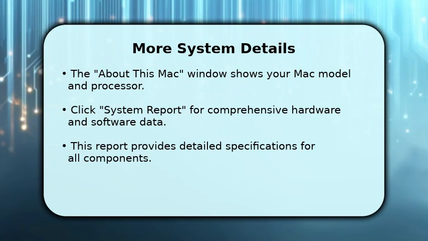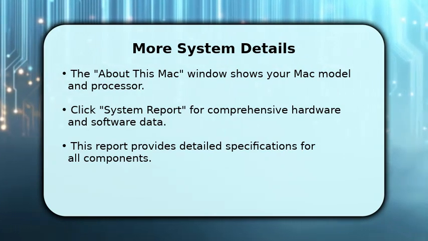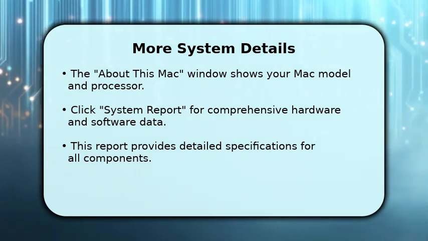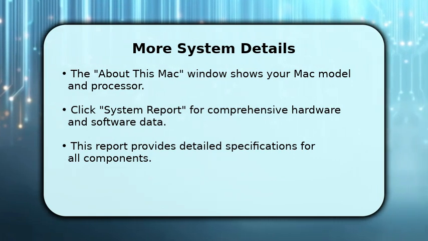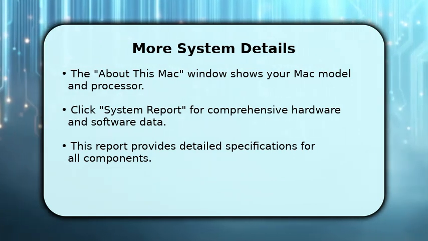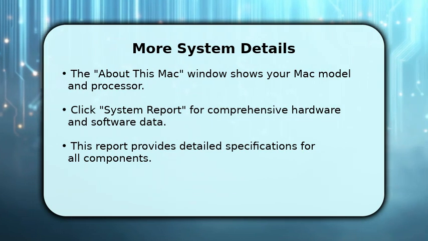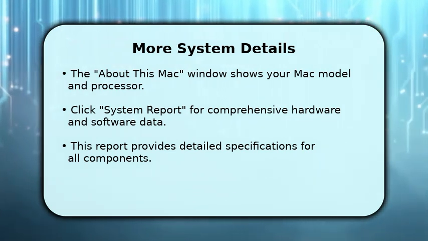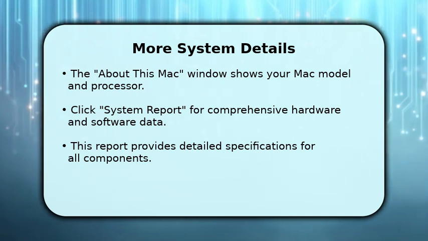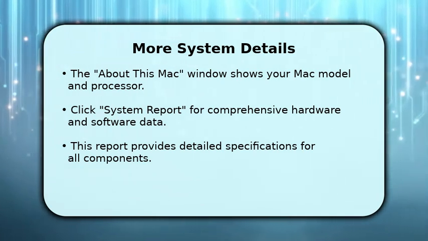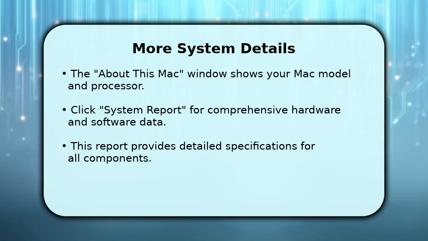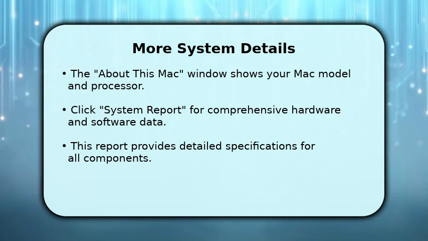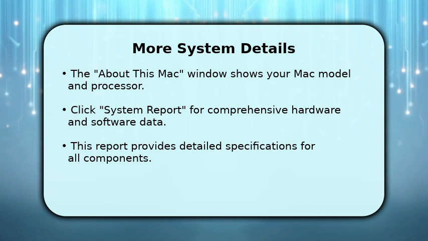Beyond just the Mac OS version, the About This Mac window offers more. You'll see your specific Mac model, like MacBook Air or MacBook Pro, and details about its processor. For a deeper dive, click the System Report button. This opens a comprehensive overview of your hardware and software, including memory, storage, and graphics. It's incredibly useful for troubleshooting or understanding your machine's capabilities.